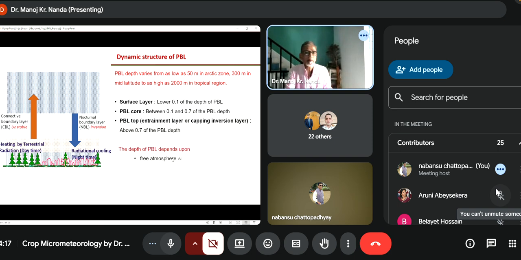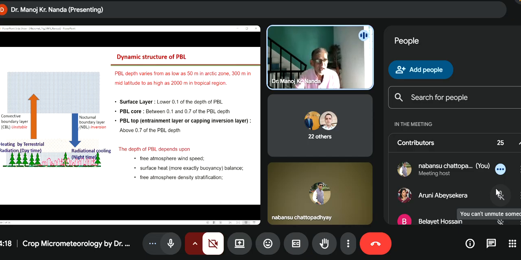Now the depth of the PBL depends on several factors, like free atmospheric wind. Suppose the free atmospheric wind speed is high, that means the PBL depth will decrease, because the free atmospheric wind speed influences more up to the deeper layer. And when the surface heat transfer is more, the PBL is stretched upward. When there is density stratification, it has its influence on the PBL. I'll talk about density stratification specifically in my subsequent slides. So now I am not telling about the density stratification. Then free atmosphere wind shear. Let me tell you wind shear.